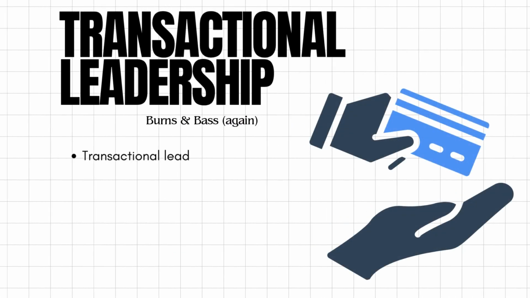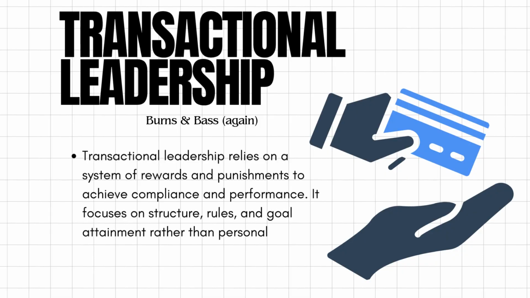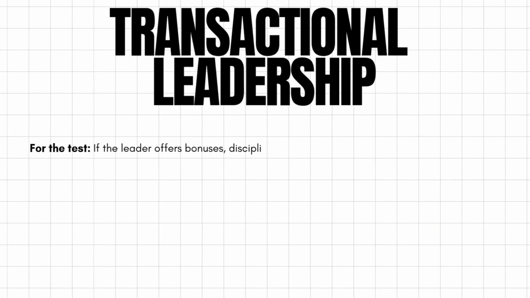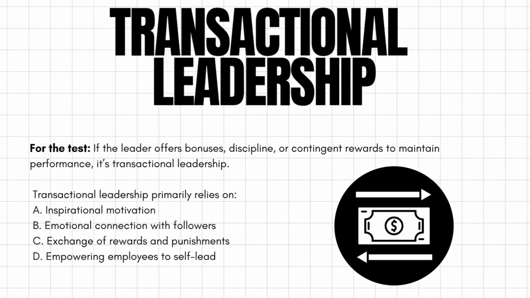Moving on to transactional leadership. Transactional leadership relies on a system of rewards and punishments to achieve compliance and performance. It focuses on structure, rules, and goal attainment rather than personal growth or inspiration. For the test, if a leader offers bonuses, discipline, or contingent rewards to maintain the performance, that is transactional leadership.